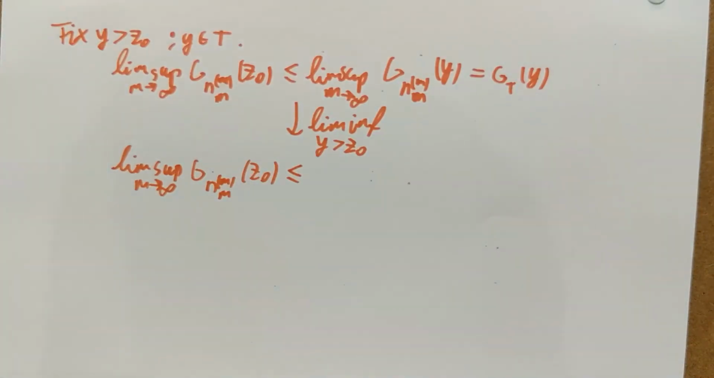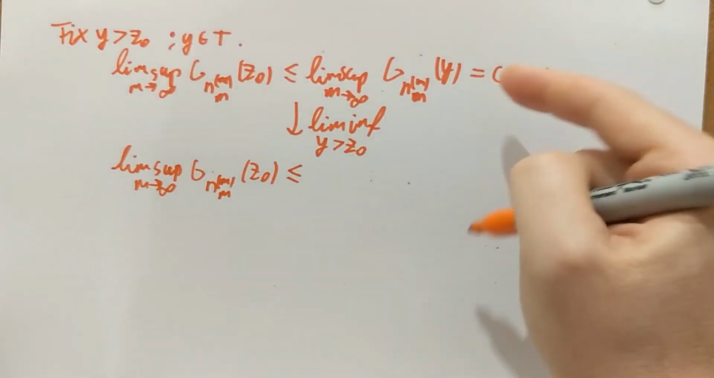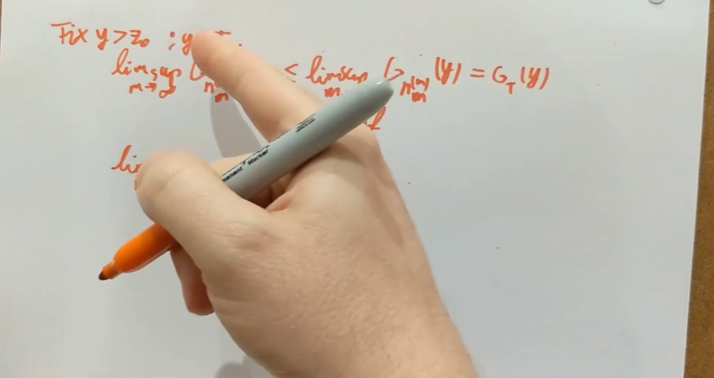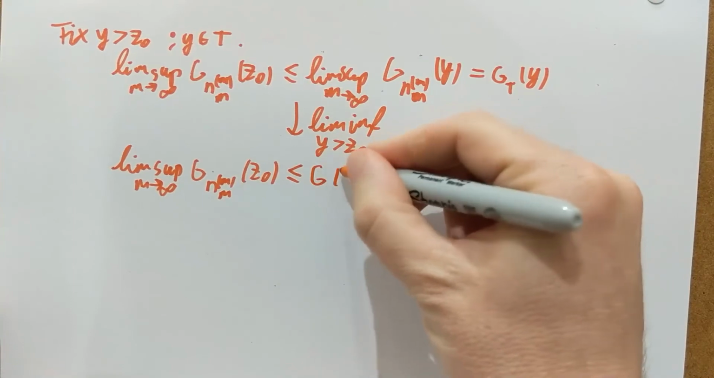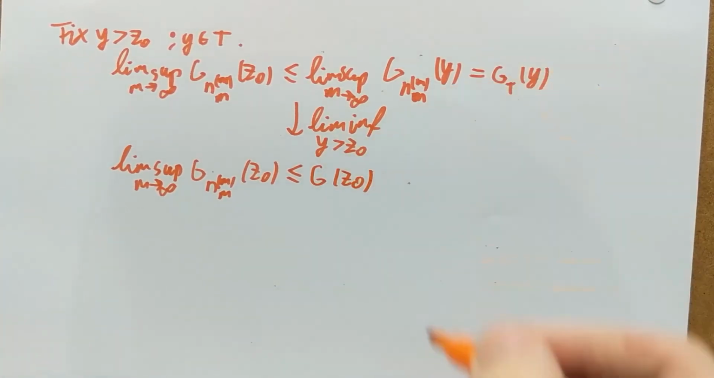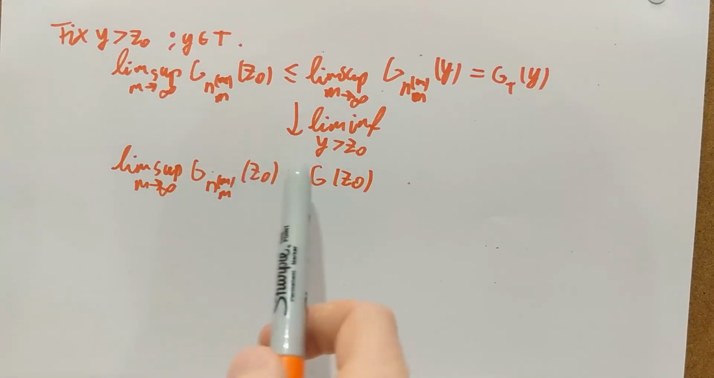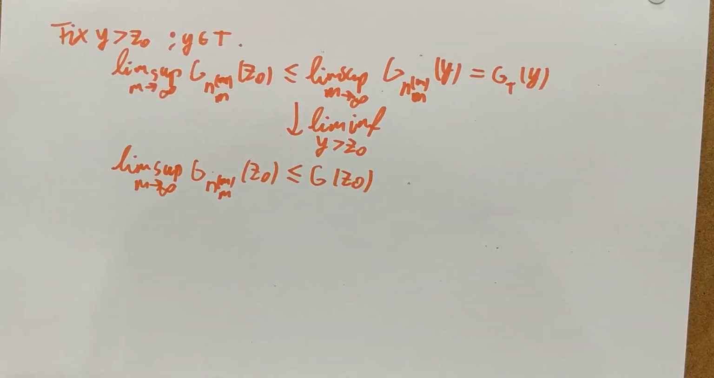And so on the right hand side, taking a lim inf of these over Y larger than Z naught in T, I arrive at G of Z naught, which is half of my inequality. What I want to show again is that the limit of the G_{n_m} at Z naught is actually equal to G of Z naught. That's what I want to show, and I have half of it. So I'm now going to do the other half of it. The other half will work like this.